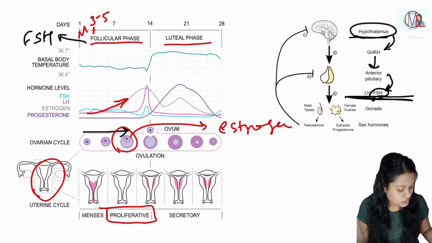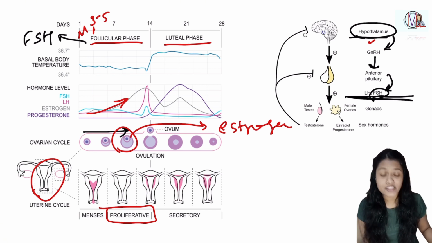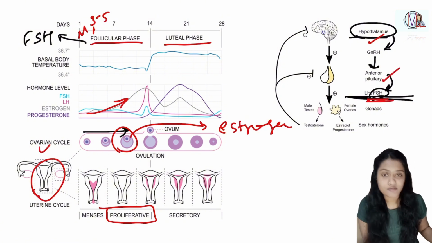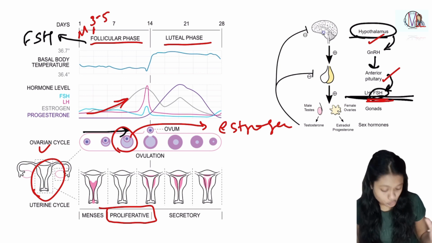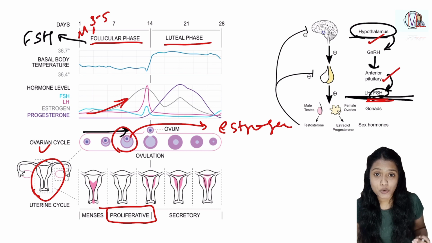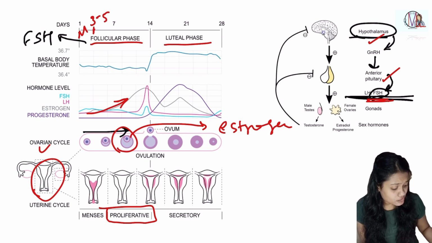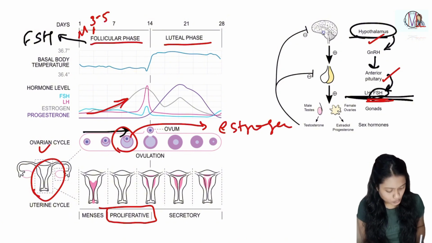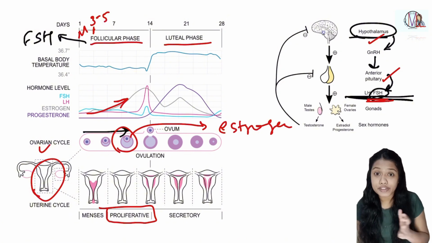Okay, so done. Hypothalamus releases GnRH that will act on the anterior pituitary, that will release FSH, and this FSH will act on the ovaries. In these ovaries, what's going on? This Graafian follicle is growing, and this Graafian follicle will release estrogen. Okay, this was all about the proliferative phase.